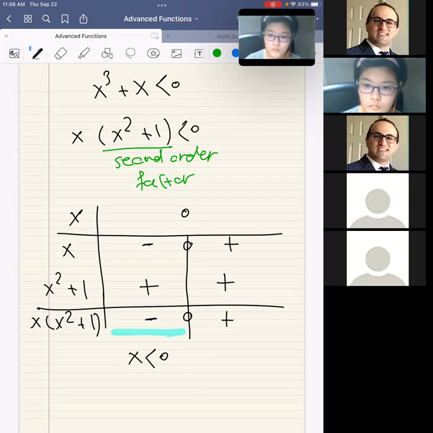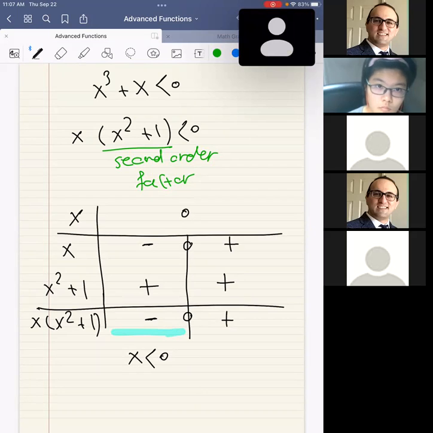Okay, so yesterday we talked about polynomial inequalities, right? A polynomial inequality is an inequality like this: x cubed plus x is less than 0. Whenever you have a polynomial inequality, what is the first step you do? You remember? Find the root. Exactly, the first step.